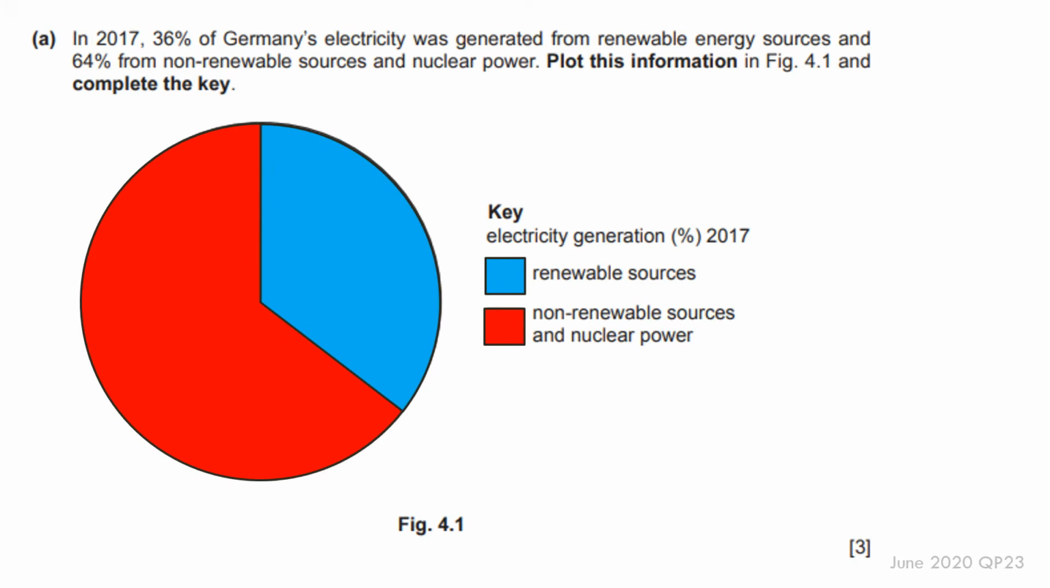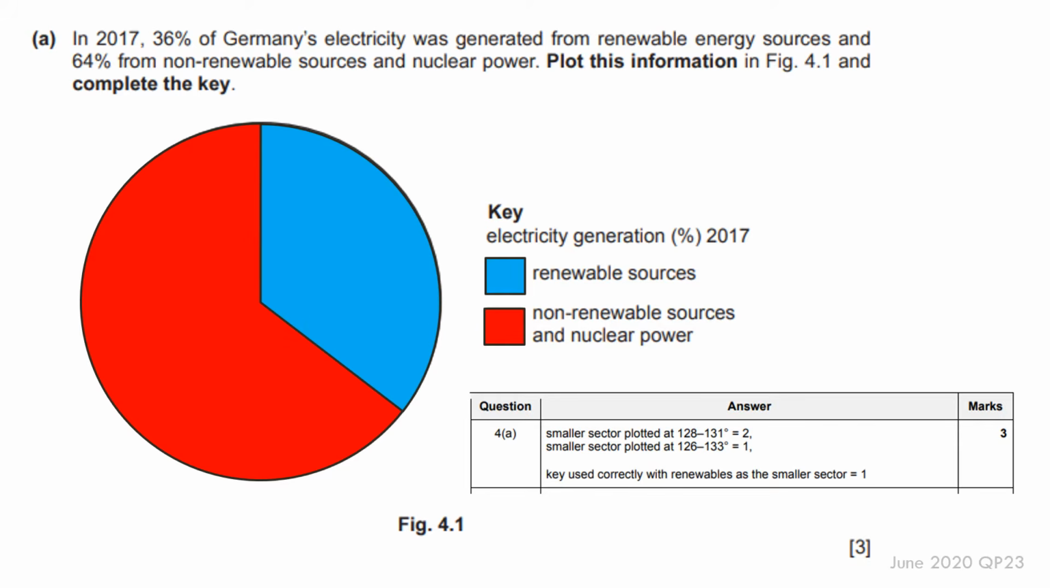And once I've done that, I'm going to shade that in, and I'm going to complete the key with renewable resources. And then I'm going to complete the other part of the key, and again, shading in with the various colors. And if you can see here, for 2 marks, I've got the smaller sector plot on it too, and I've got my mark for plotting on correctly. So again, go back, look at how I calculated the angle with the information provided.